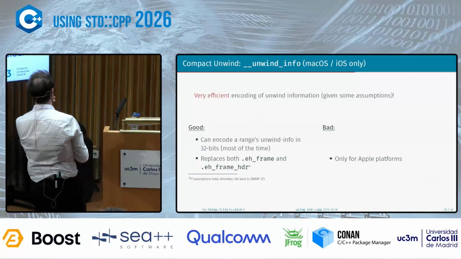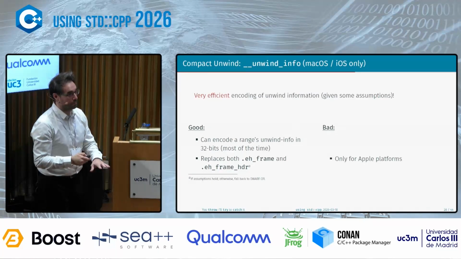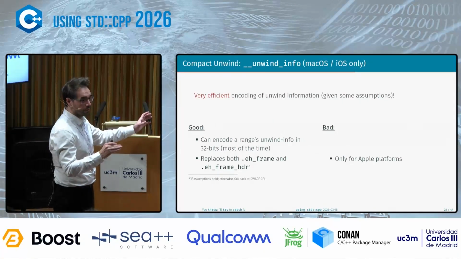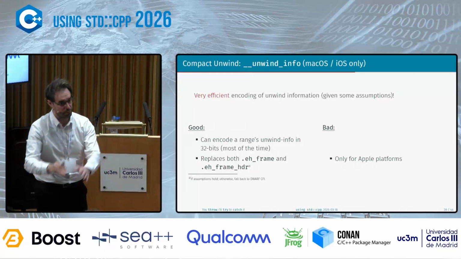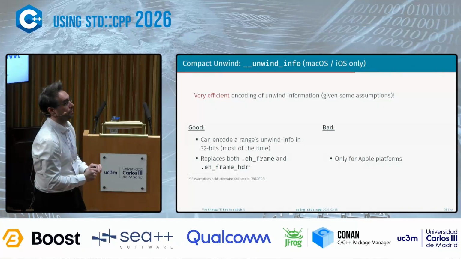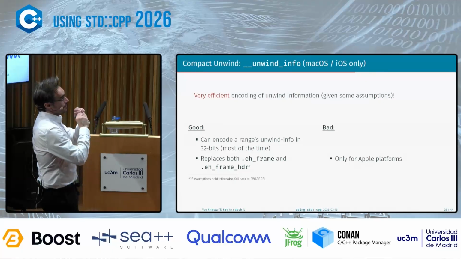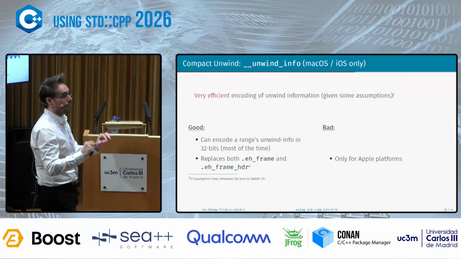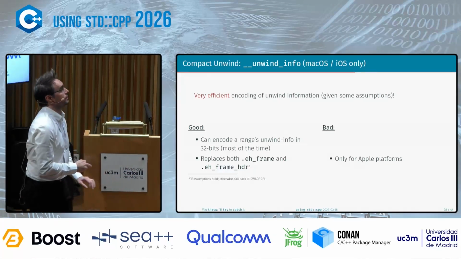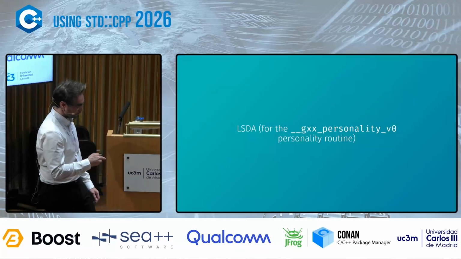Last but not least, on this side, we have this section, which I didn't describe before, and it only applies for macOS and iOS platforms. It basically tries to summarize both sections that I described, EH frame and EH frame header, in a single section. It's a very efficient representation that, given some assumptions that I'm not going to talk about right now, manages to represent the whole unwind information for a given frame in just 32 bits. So very, very, very efficient. But the bad part is that it only works for Apple platforms.